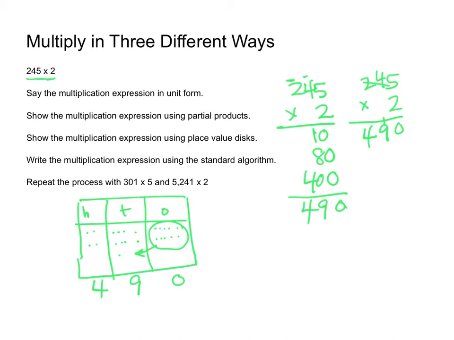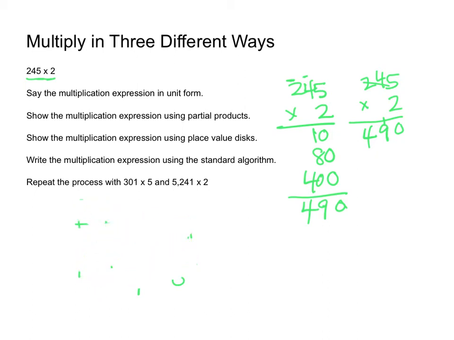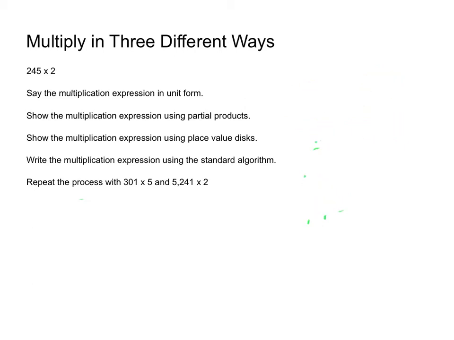Alrighty, we are going to go ahead and erase these now, and we're going to start over with the next number. The next number, if you go ahead and write this on your paper, we're going to go with 301 times 5. So that's our next problem. And let's write that down. 301 times 5.